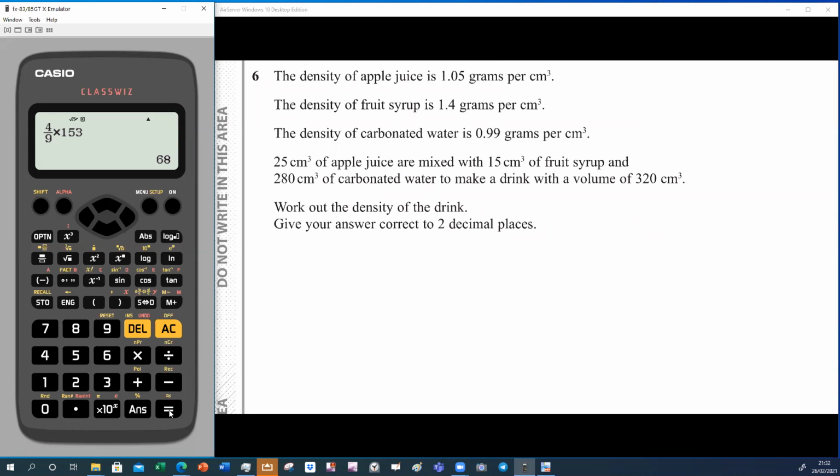The density of an apple is 1.05 grams per centimeter cubed. The density of fruit syrup is 1.4 grams per centimeter cubed. The density of carbonated water is 0.99 grams per centimeter cubed. 25 centimeters cubed of apple juice are mixed with 15 centimeters cubed of fruit syrup and 280 centimeters cubed of carbonated water to make a drink with a volume of 320 centimeters cubed. Work out the density of the drink and give your answer to 2 decimal places.